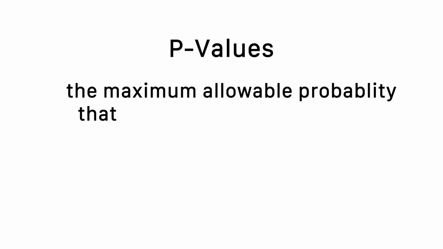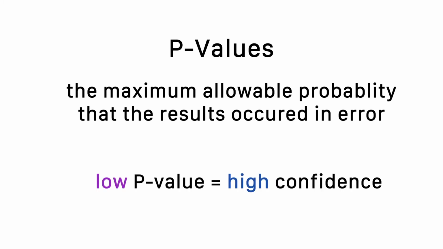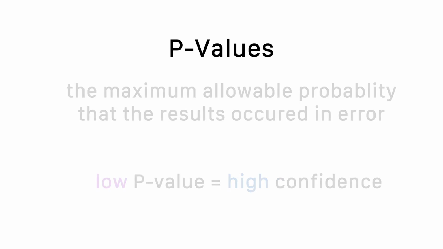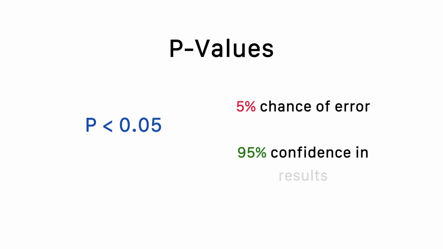The most common way we set this threshold is by determining a p-value. The p-value is a maximum allowable probability that the results occurred in error, so the lower it is, the more sure we are of our results. A common p-value in science is 0.05, which means there is a 5% chance that variations between two data sets occurred by error. This allows us to be 95% sure that the differences were related to the variables we were testing.